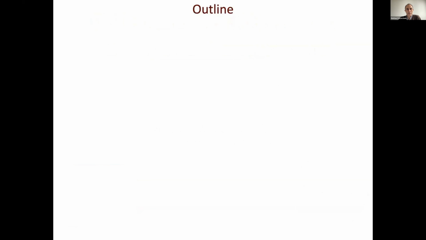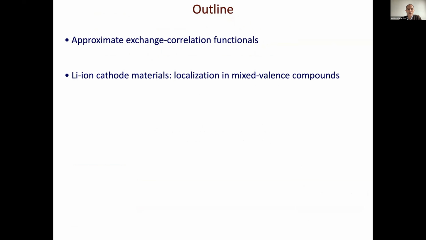Okay, this is a quick outline of this presentation. So after a quick refresh of what we saw yesterday about the fundamental theory of DFT and in particular of exchange correlation functionals, I will talk about lithium-ion cathode materials. That will be the main example we will be working on today in order to understand how these Hubbard corrections work and how they achieve localization of electrons in mixed valence compounds.